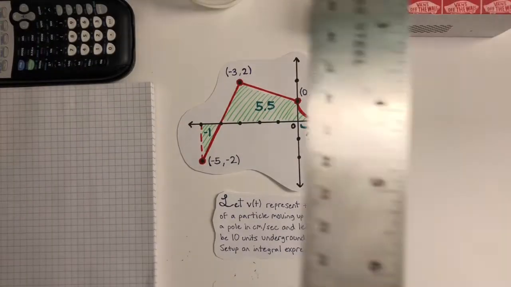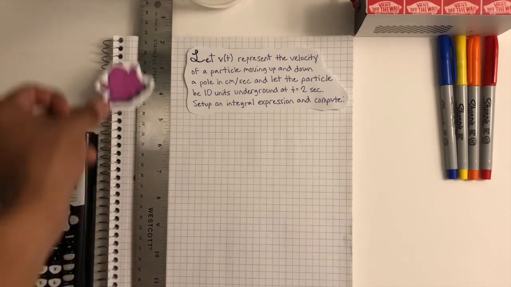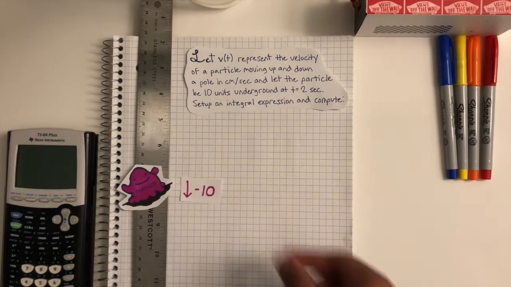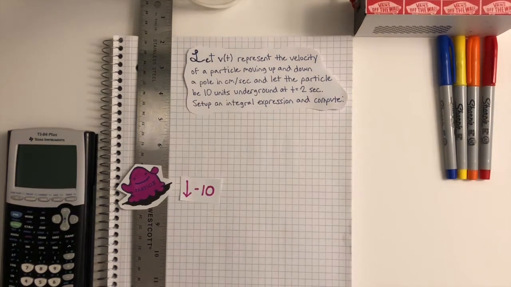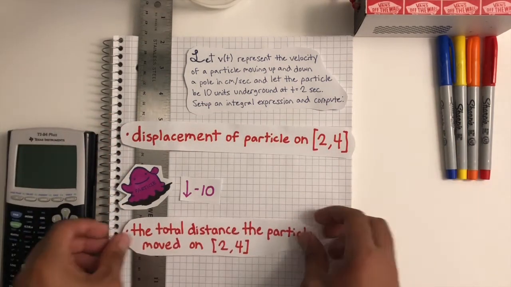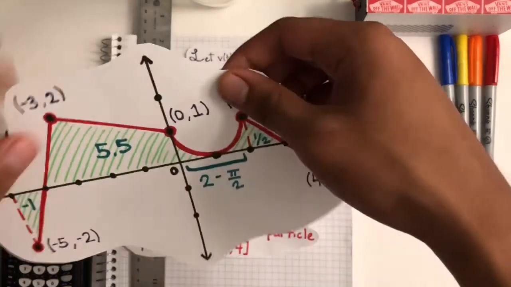Let v of t represent the velocity of a particle moving up and down a pole in centimeters per second, and let the particle be 10 units underground at t equals 2 seconds. Set up an integral expression and compute. Our job here is to make an integral expression for the displacement and the total distance of the particle on domain 2 to 4. Let's bring back our graph from before.